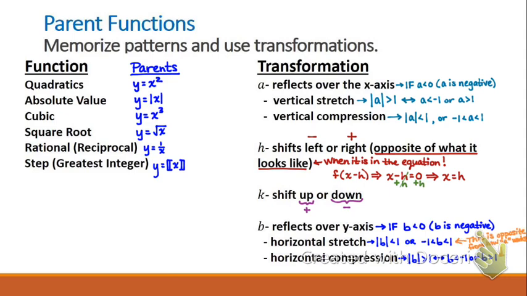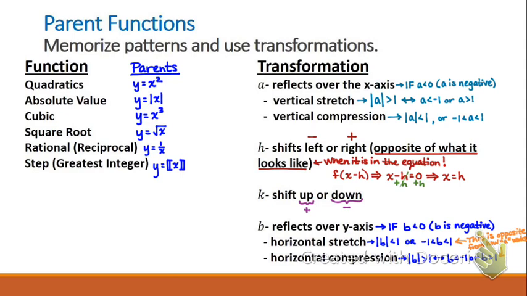And I want you to notice right now that this is the opposite from how A works. With A, stretches are numbers that are bigger than 1 or smaller than negative 1. Here, that's going to be a compression with our B value, a horizontal compression. With our A value, vertical compressions happen when A is in between negative 1 and positive 1. That will be a horizontal stretch. So it's opposite the way it works vertically.